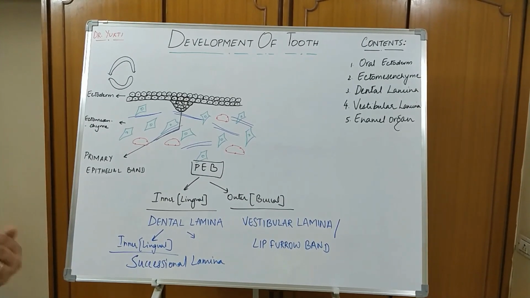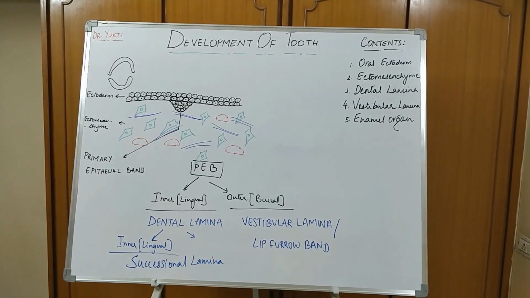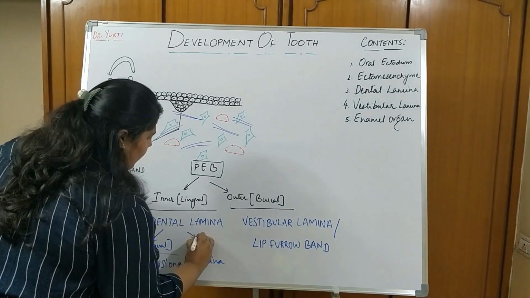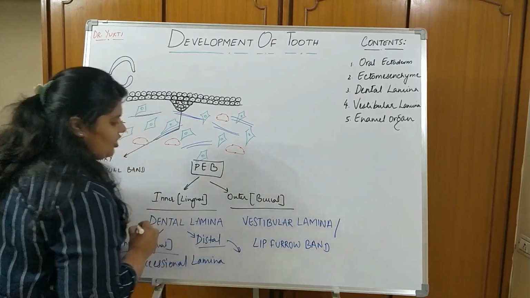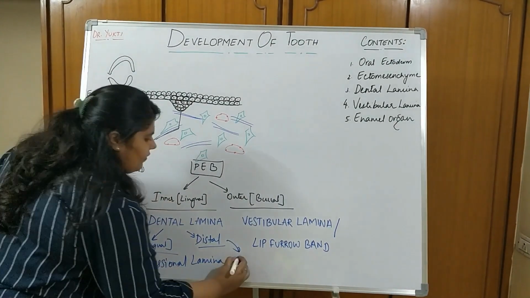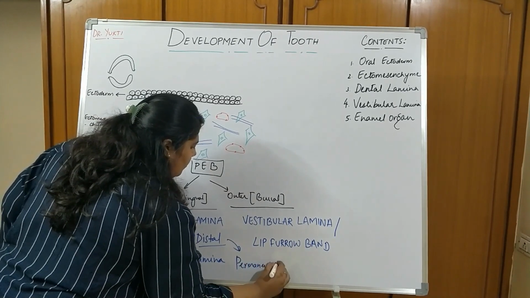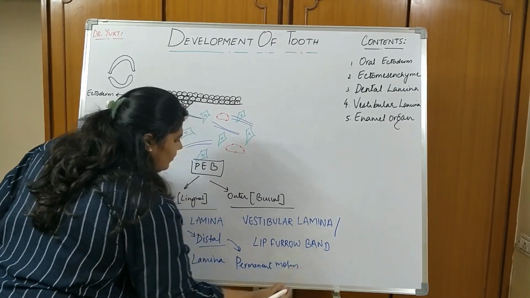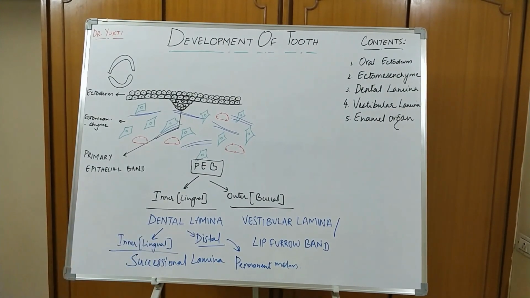The remaining permanent teeth, which are the permanent molars, come from another extension, that is the distal extension of the dental lamina. Okay, the distal extension of the dental lamina here gives rise to all the permanent molars, first, second and third permanent molars. All the three molars in both the arches. Okay, thankfully it does not have a different name, so no one less name to remember.